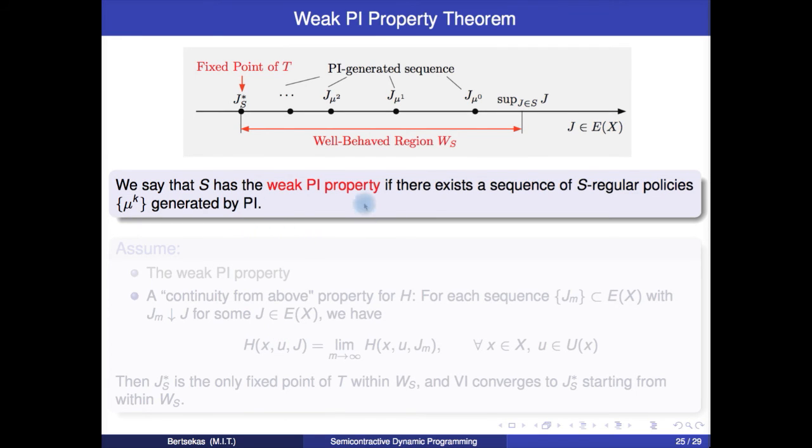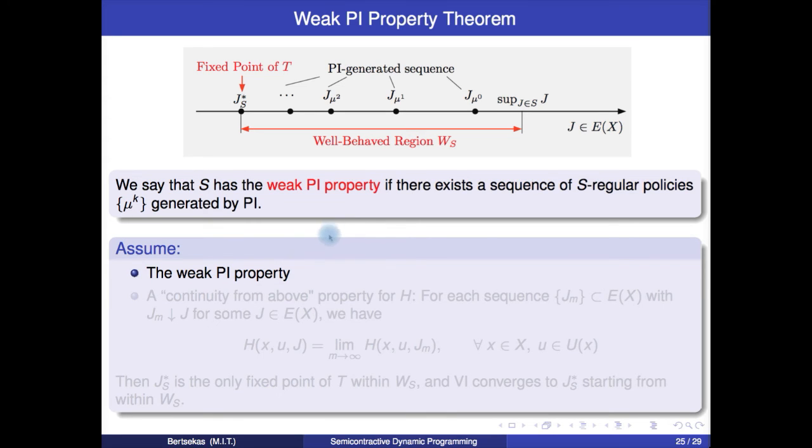We say that S has the weak policy iteration property if it is possible to generate a sequence of S regular policies by policy iteration. In other words, if there exists an initial policy mu0 that's S regular, and starting from that policy, the policy iteration algorithm can generate a sequence mu k consisting of S regular policies exclusively. Now notice that this property does not say that every sequence that starts with an S regular policy is going to consist of S regular policies. It only says that there exists one.